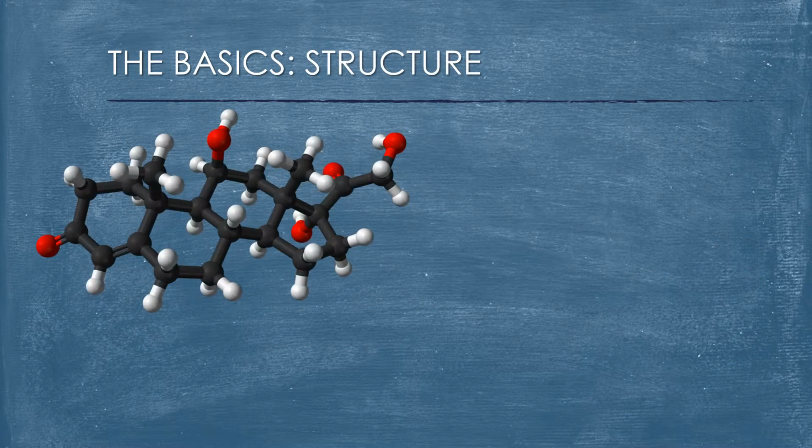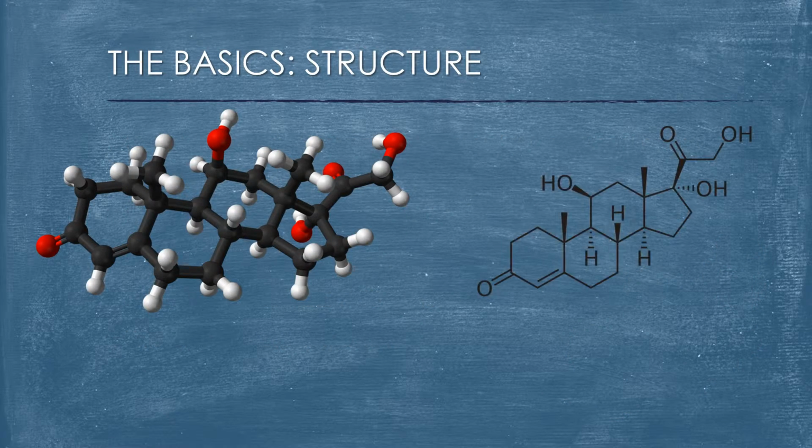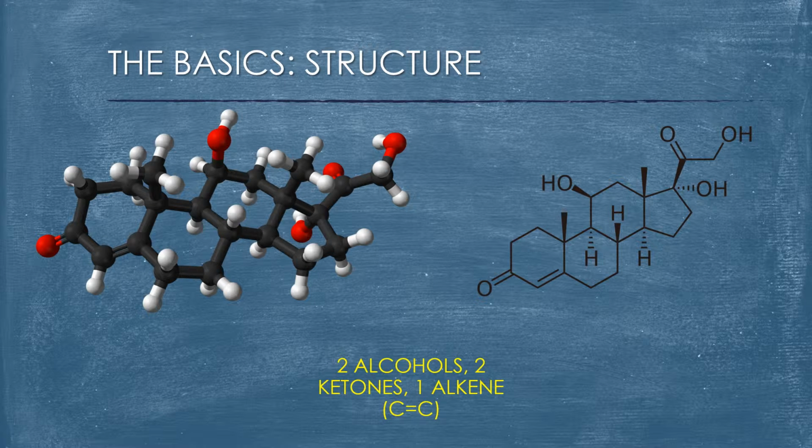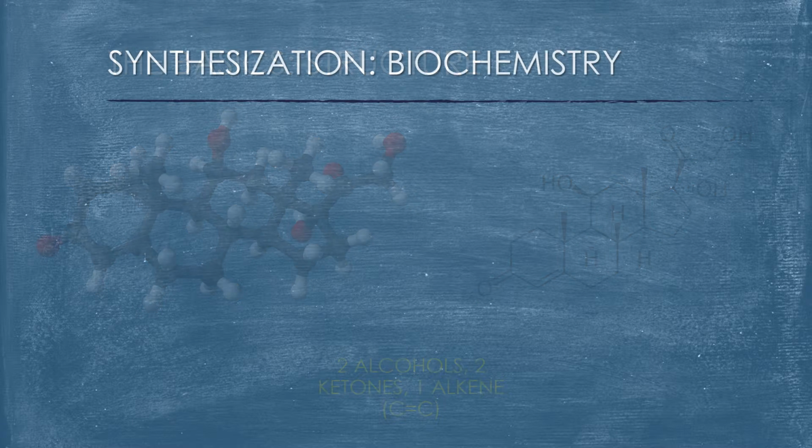Now let's talk about the structure of cortisol. On the left, you'll see a 3D model of cortisol, and on the right, you'll see a 2D structure of cortisol. It's important to note the functional groups in cortisol. We have 2 alcohol groups, 2 ketone groups, and 1 alkene group. The alkene being a carbon double bond. And it's important to identify the black atoms as being carbon, white representing hydrogen, and red atoms representing oxygen in the 3D model to the left.